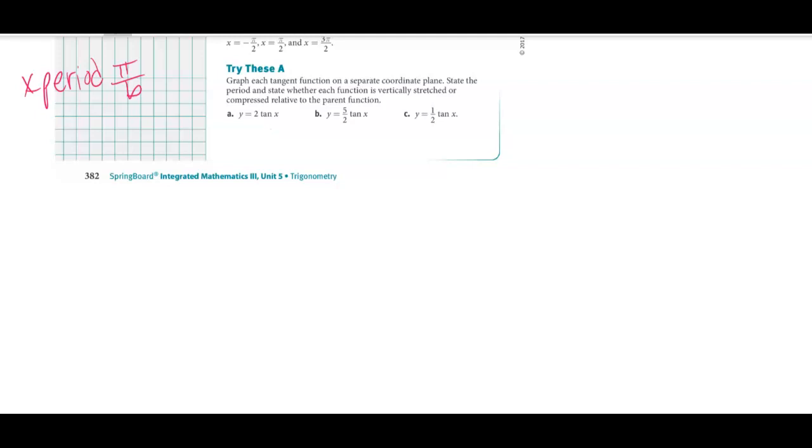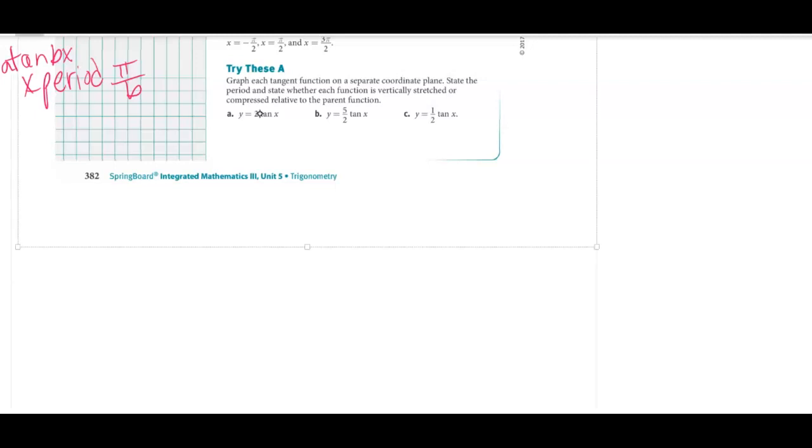Alright, so as you look at this, for tangent, the period is always pi over b. B is that coefficient in front of x. Tangent repeats every pi, not 2 pi like sine or cosine. And then that number out front would signify a vertical stretch or shrink. It's not an amplitude though. Tangent doesn't have an amplitude. So that A is just kind of out there affecting our y's, just like it did in sine.